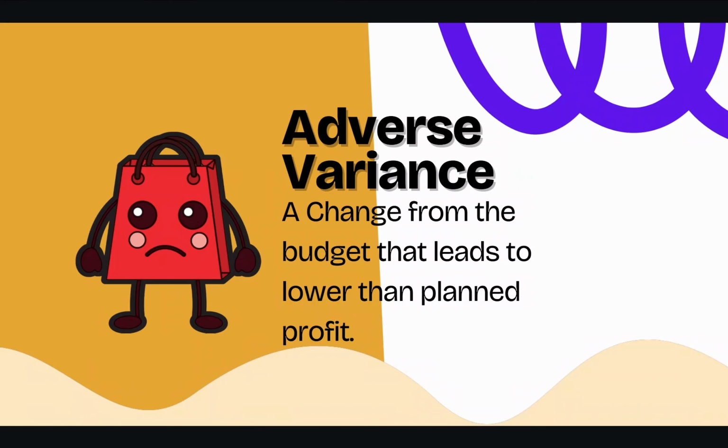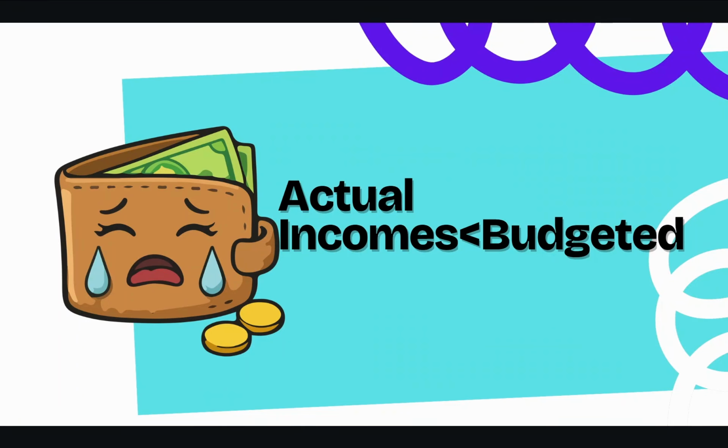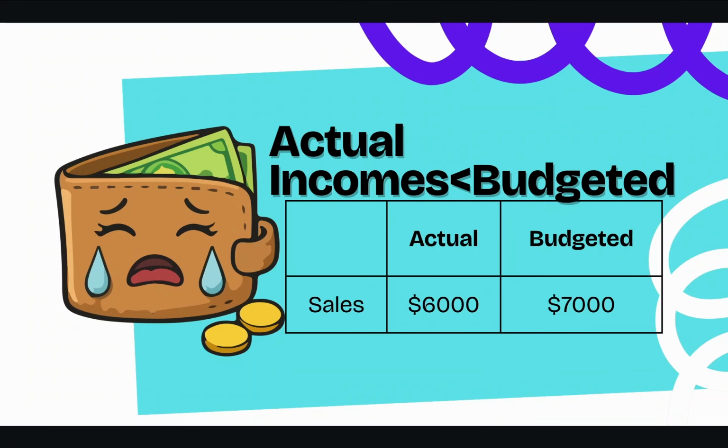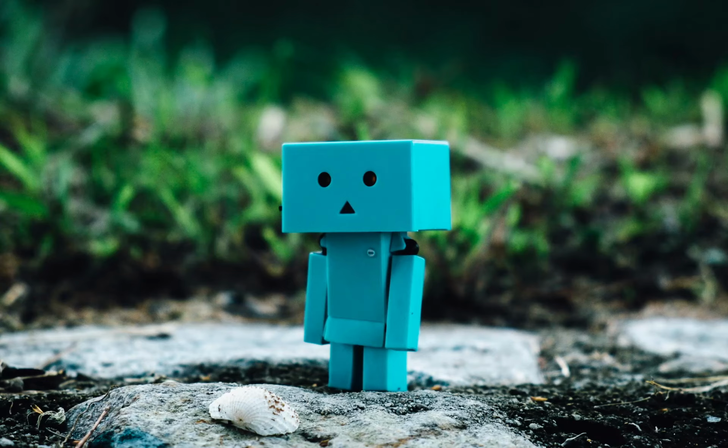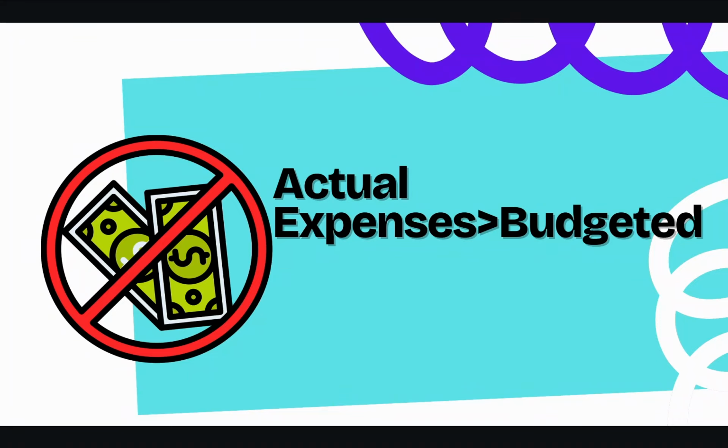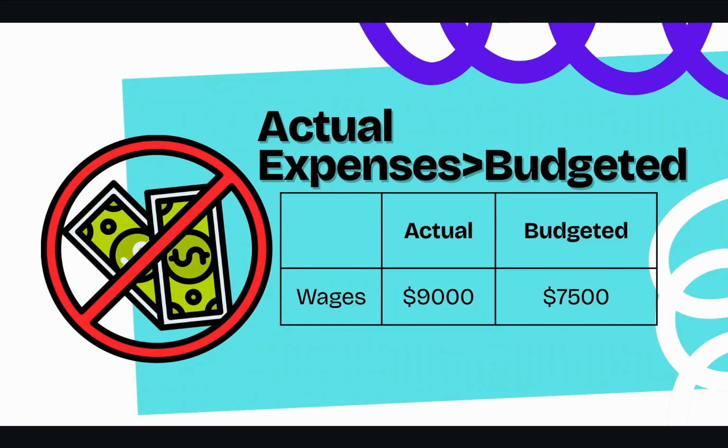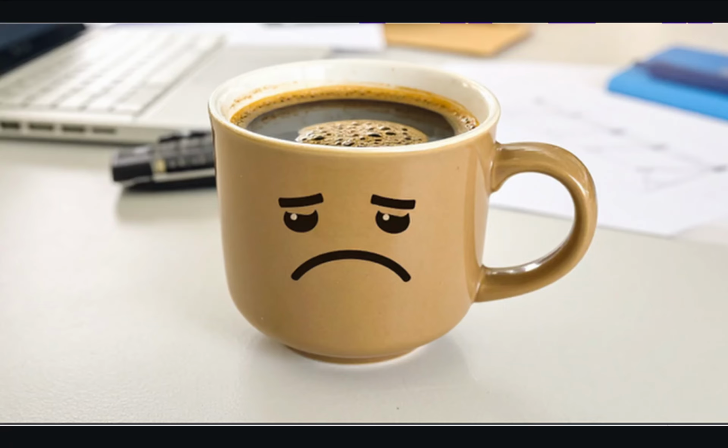Adverse variance: a change from the budget that leads to lower than planned profit. If my actual incomes are smaller or less than the budgeted, for example, if my sales actually ended up being 6,000 instead of the budgeted 7,000, then I'm not that happy. If my actual expenses are greater or more than my budgeted, for example, if my wages ended up being $9,000 instead of the planned 7,500, then I'm not happy.